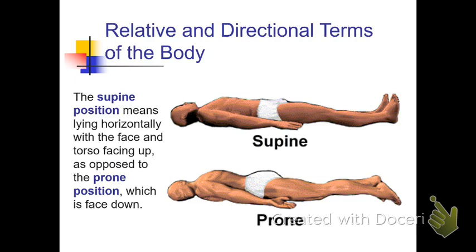So supine simply means that the person is lying with their face up, right? They're laying on their back and they're facing up, and prone means that they're facing down. They're on their belly side down. So this would be true on the ground or in a bed, right, or on the floor.